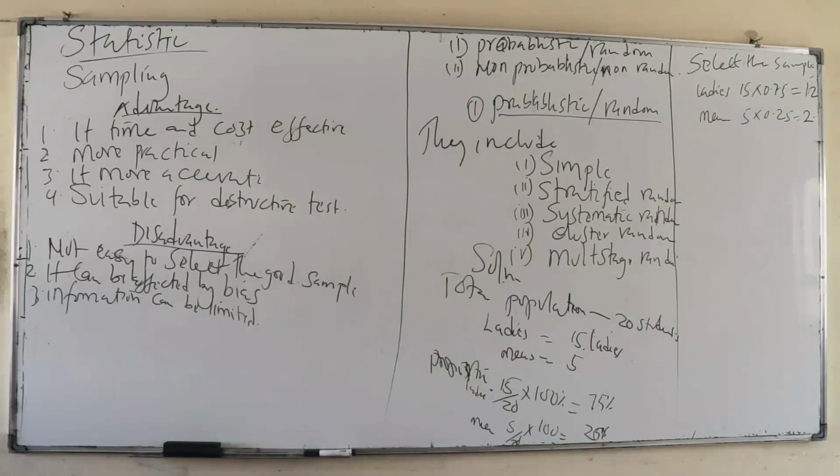So letter C, cluster random. You say this is identical to the stratified random sample method, but has the following differences.